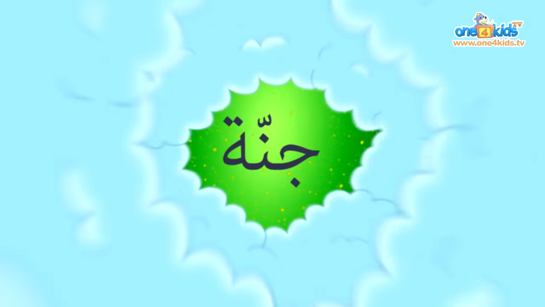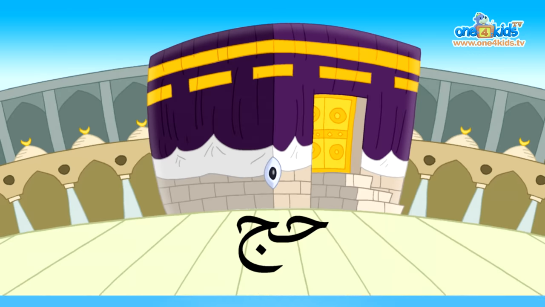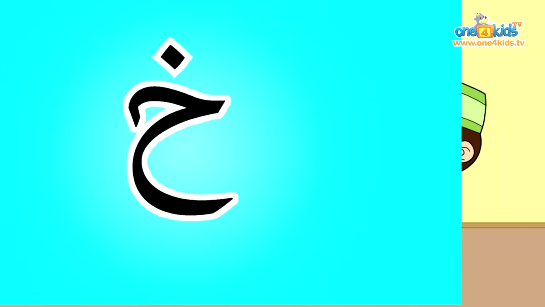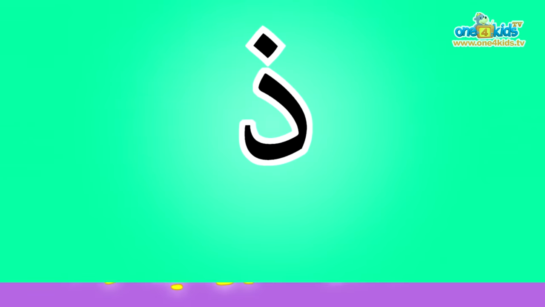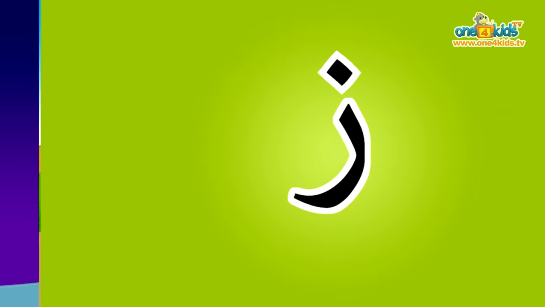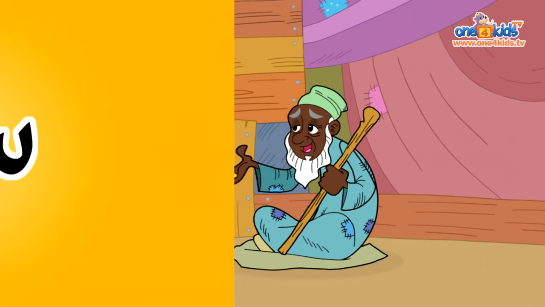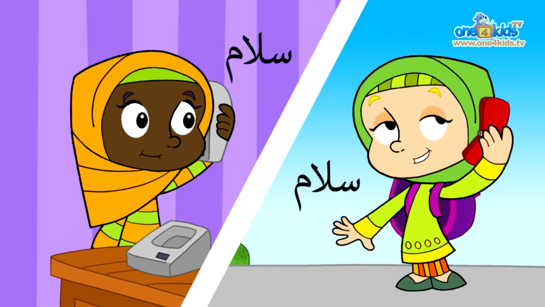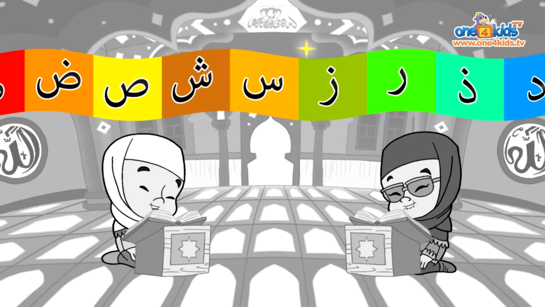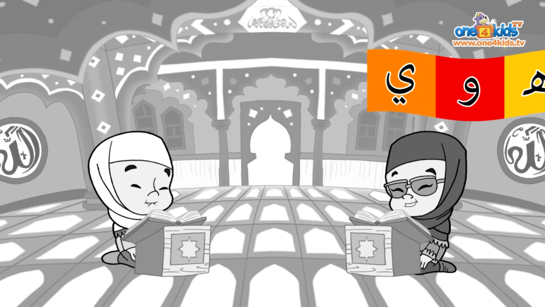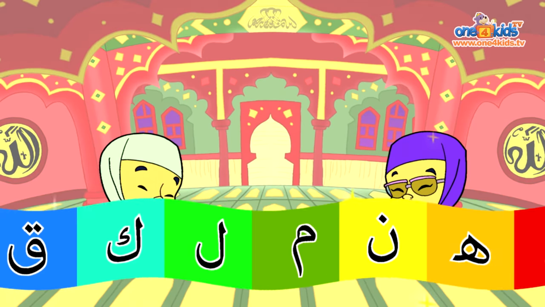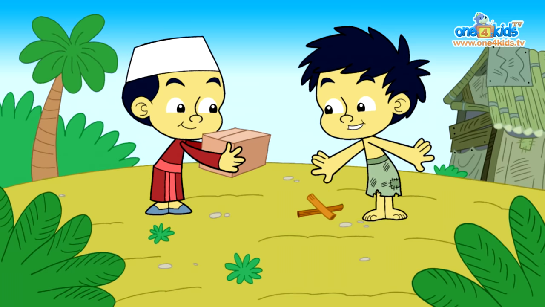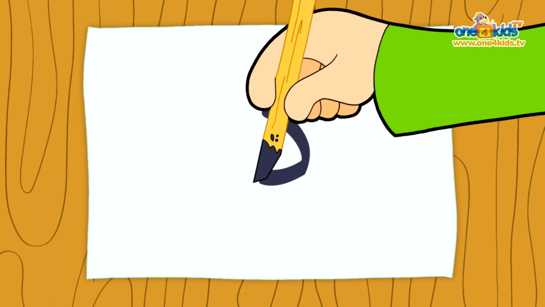Jim is for Jannah, Ha is for Hajj, Kha is for Khalid, and Dal for Dawood. Dhal is for Dhahab, Ra for Ramadan, Zay is for Zakat, and Sin for Salam. We're learning the Arabic alphabet so we can read and learn Al-Quran.